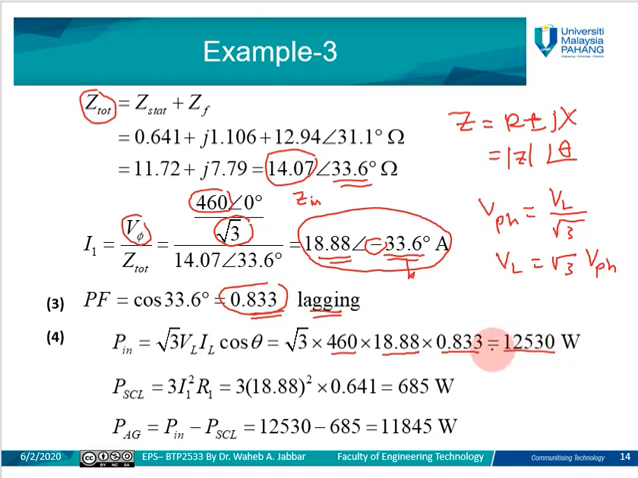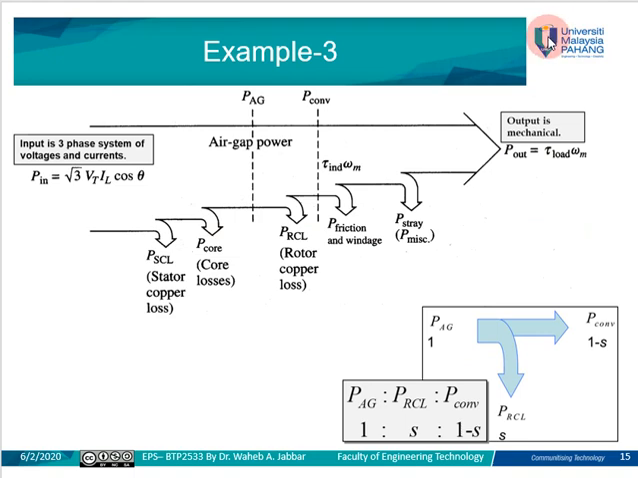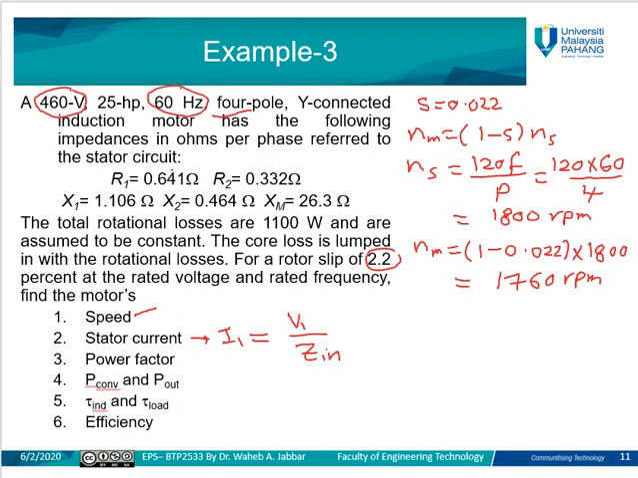Now we need to find the value of the stator losses. Then the value of the air gap power will be P in minus the stator losses. So what is the value of the stator losses here? As we mentioned before, we start from the input voltage, where P in equals root 3 Vt IL cosine theta. We substitute for Vt, IL, cosine theta, and we find the value of P in. Then, based on the question, we need to find P converted and P out. So we need to find these values.